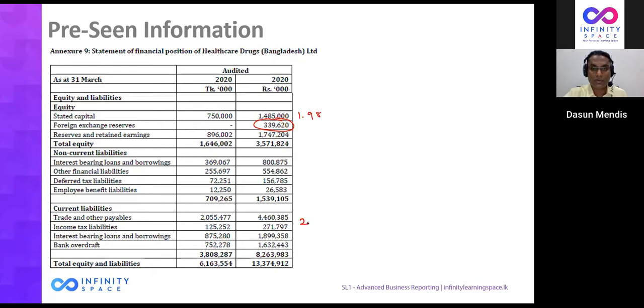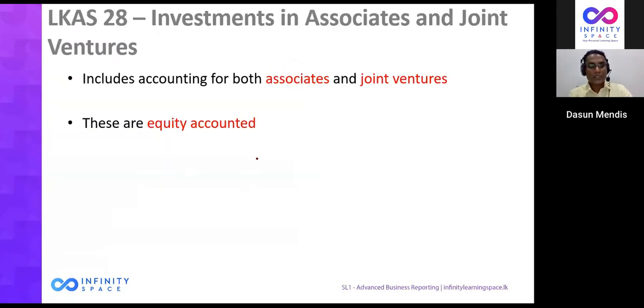The liabilities are 2.17, assets are 2.17, right? That would create an exchange reserve. Then what I want to tell you is this is a 35% equation. So the applicable accounting standard on how to account for this investment is LKAS 28, Investments in Associates and Joint Ventures. So we need to understand the difference between the associate and the joint venture.